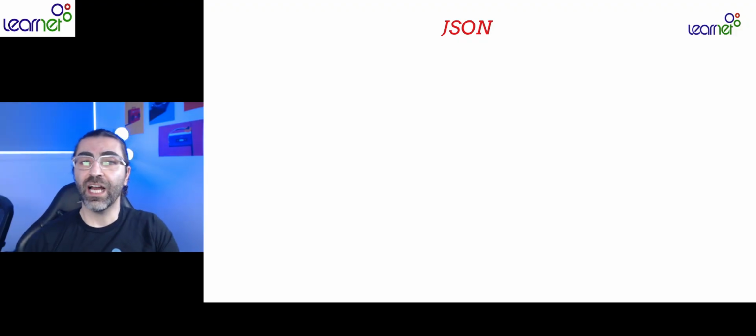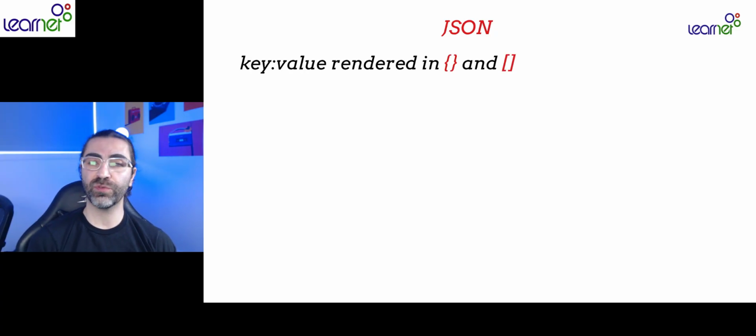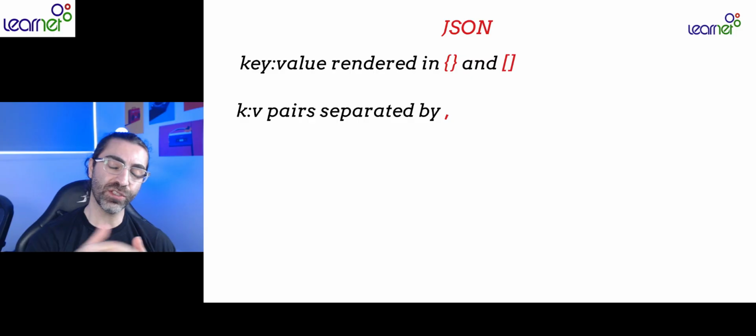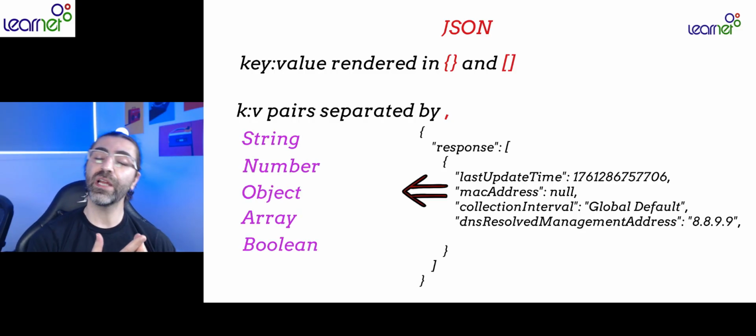Now let's see, what does a JSON file look like? A JSON file is basically a set of key value pairs that are rendered inside curly braces and square brackets. Each key value pair is separated by a comma, as you can see in the slide. And the values can be a string, a number, an object, an array, a boolean value, or null.